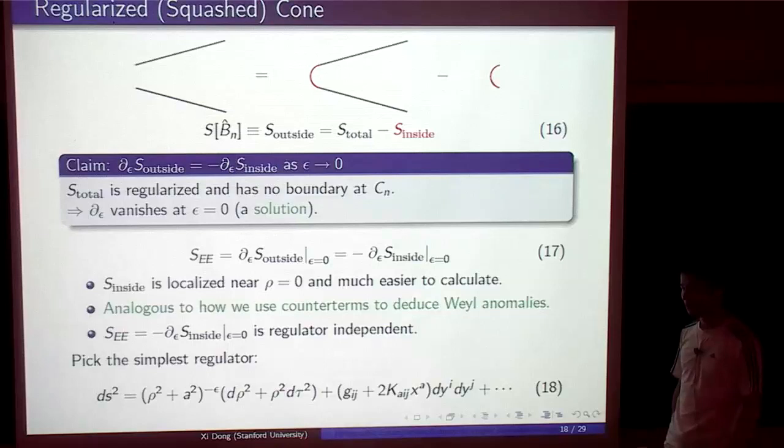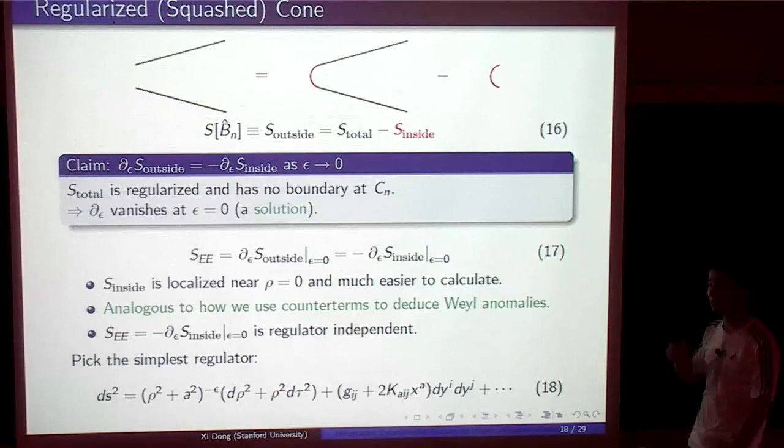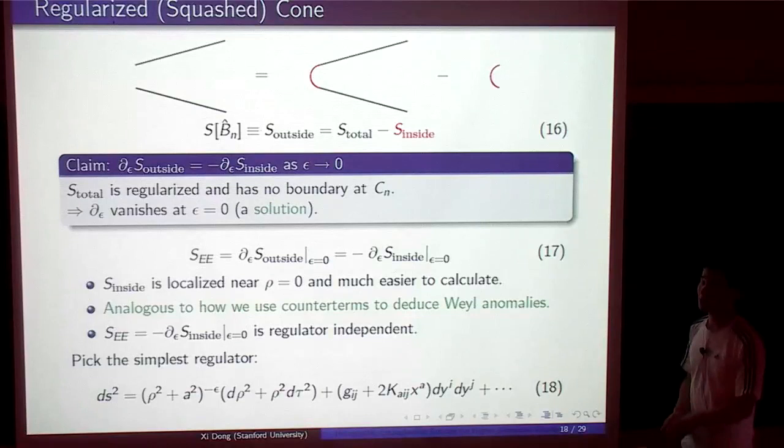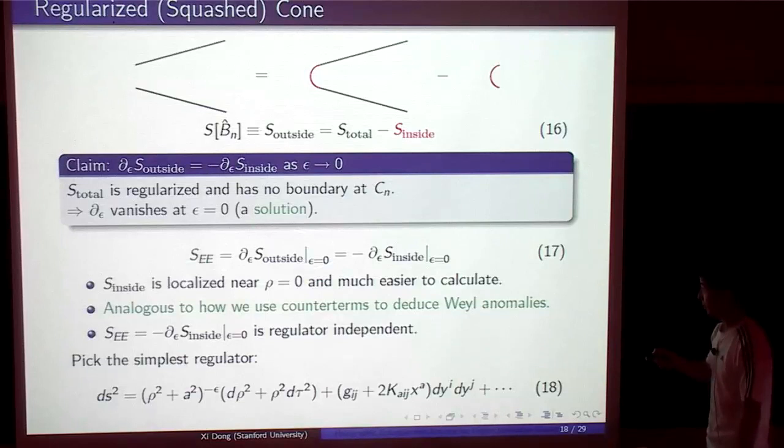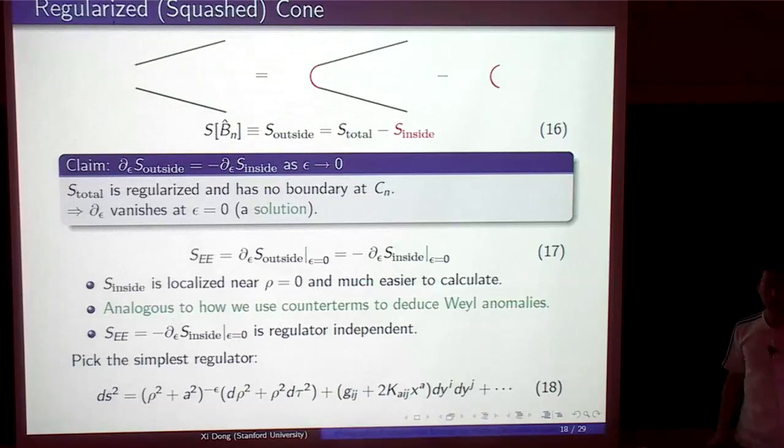Yes. And it's important that when we do this derivative, the boundary condition at the asymptotic UV of AdS is held fixed. So we are not incurring any additional boundary terms from there. This can be worked out in a very precise way. So from this procedure, it is clear that the only contribution to the entanglement entropy is localized at the conical defect. It's minus the derivative of the action from the inside of this cone geometry.